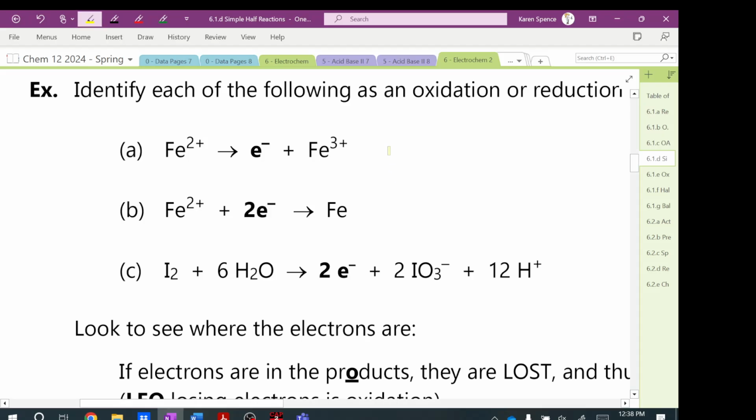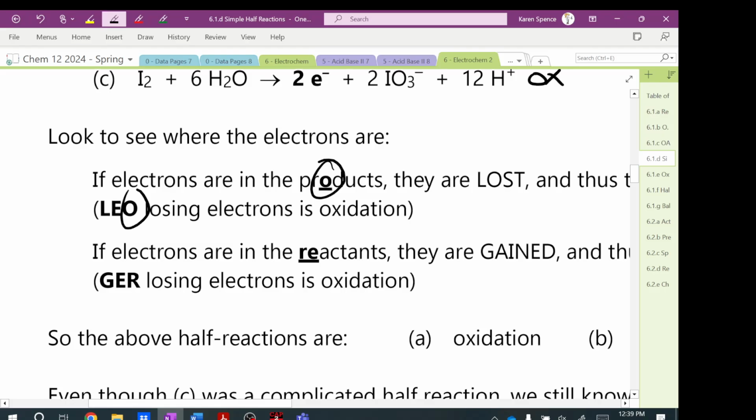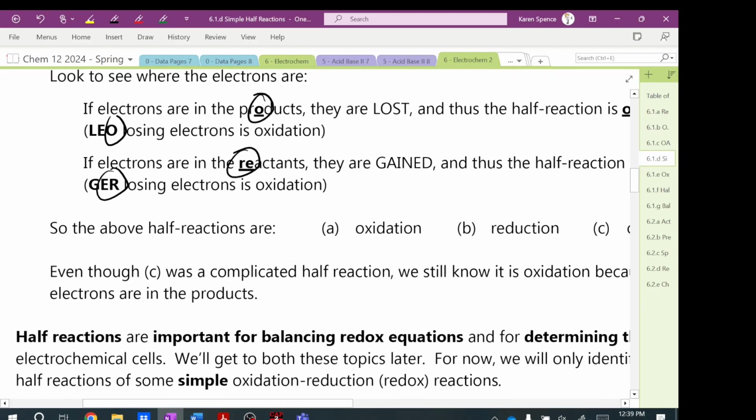Okay, what did we get? Oxidation, reduction, and oxidation. Okay. So if the electrons are in the products, they are lost. Oh, look at that. An O. Leo the lion says ger. And if they're in the reactants, oh, look, we have an RE in there, ger. So if the electrons are in the reactants, they are gained.